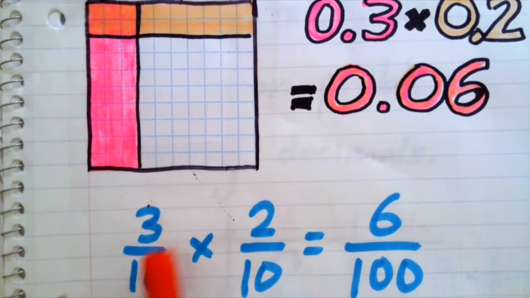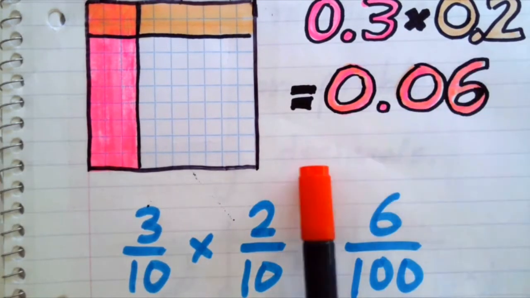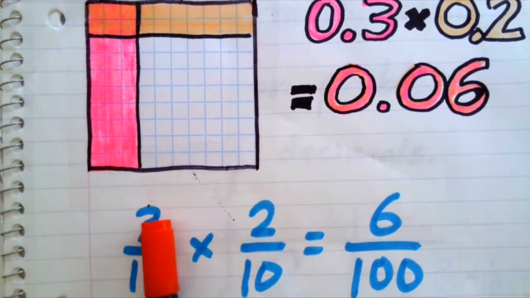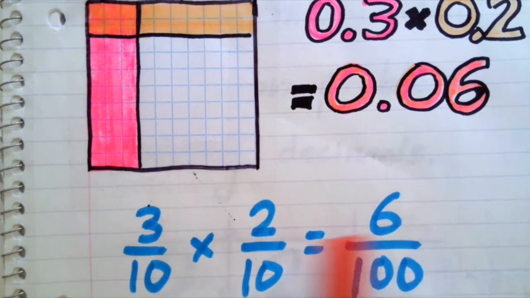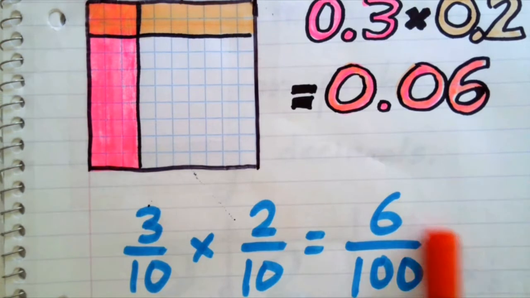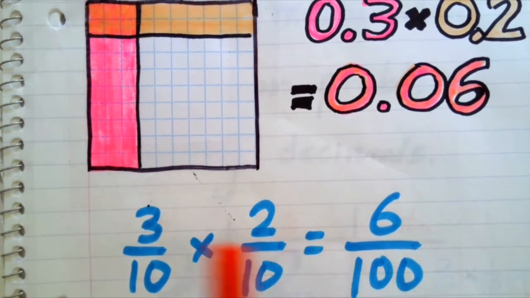3/10 times 2/10 equals 6/100. Remember, you multiply across the top and bottom, the numerator and the denominator, and you come up with an amount that is even smaller than the amount you started with.